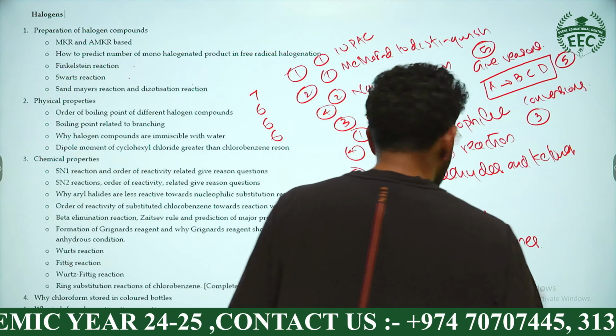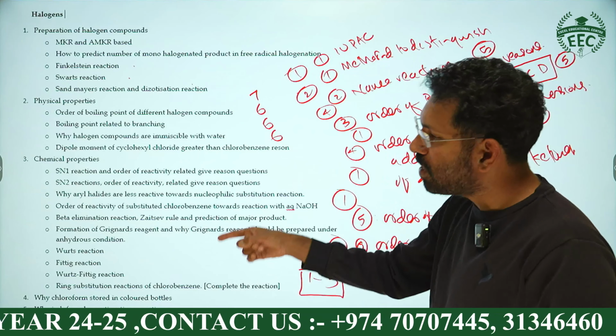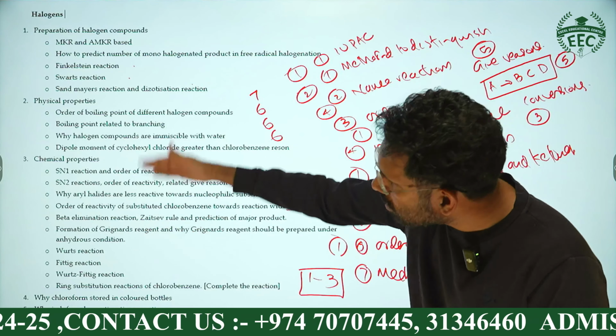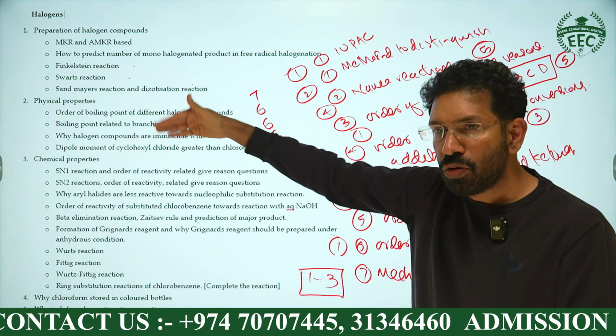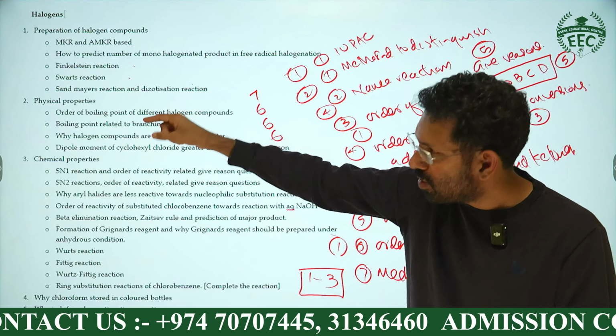Then we are moving to the halogen part. Name reactions are given here. Give reason questions are given. Very important give reason questions are charted here. Don't forget to study at least this topic because so many are there.